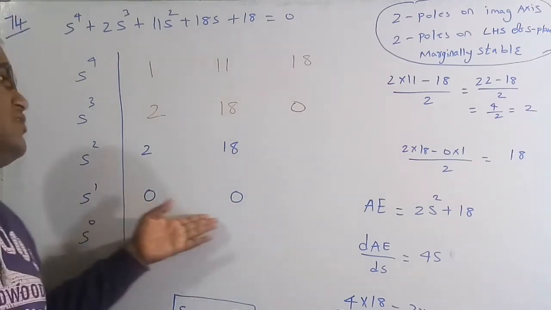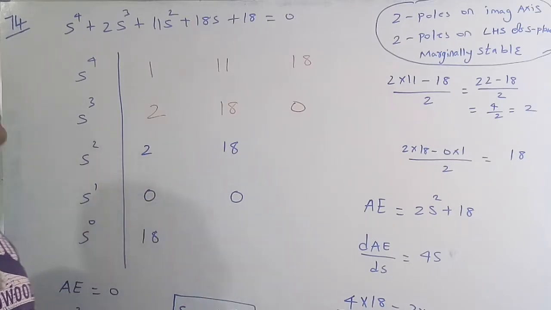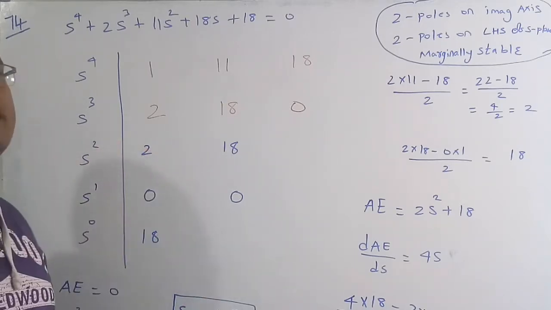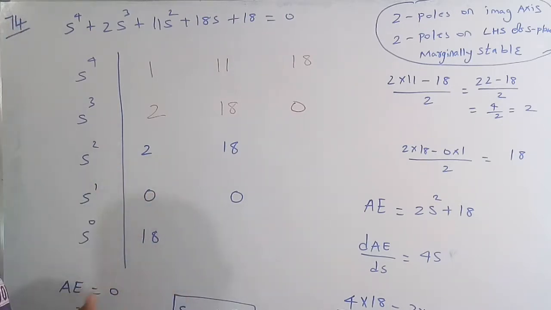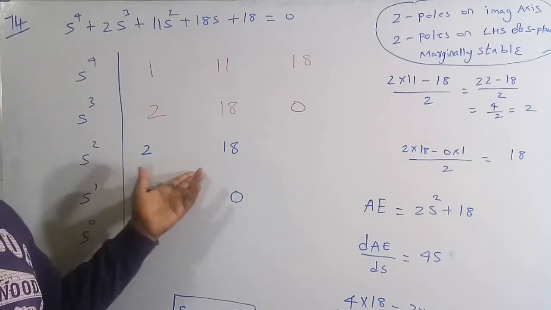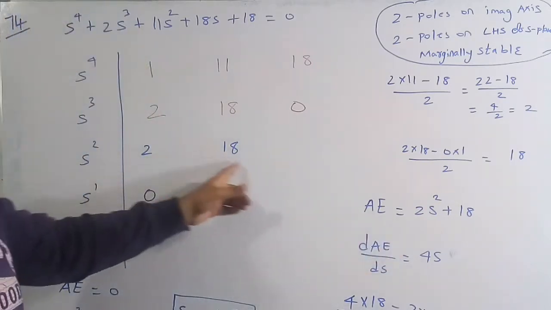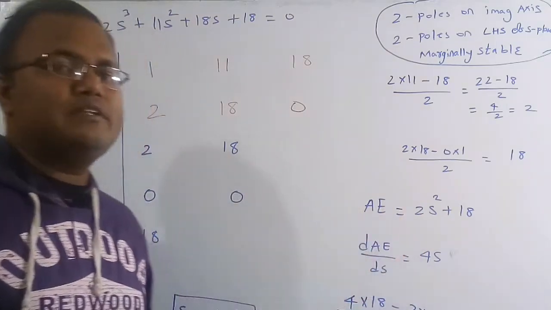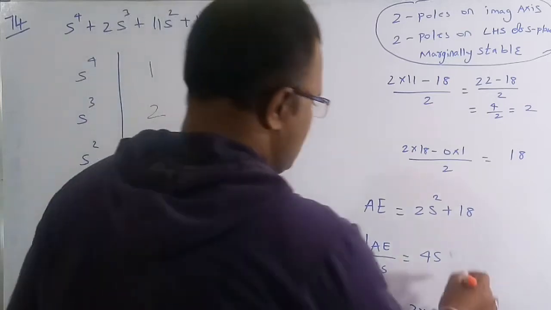So whenever one full row is 0, then definitely the row above is called the auxiliary equation. Means with this we can't move forward. So if you want to move forward, we use the auxiliary equation, which is 2s square plus 18. Now you have to take the derivative of this auxiliary equation. Then you are going to get 4s plus 0.